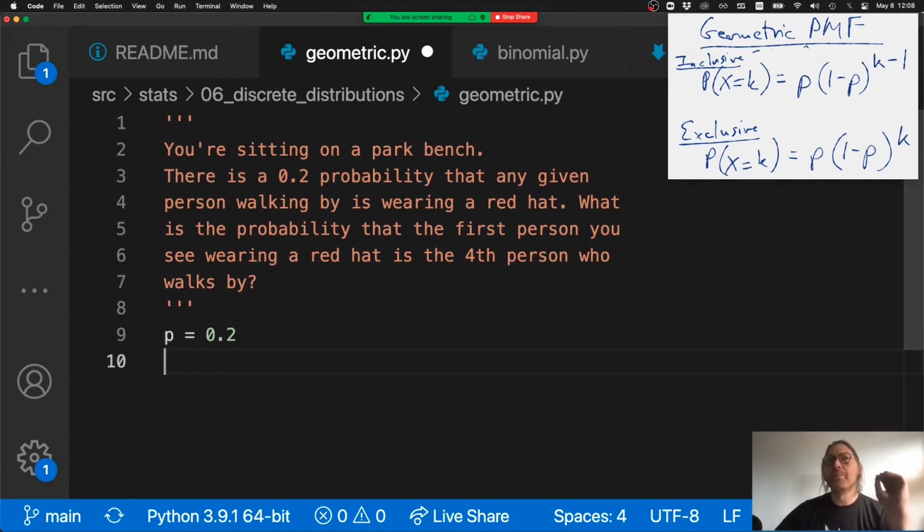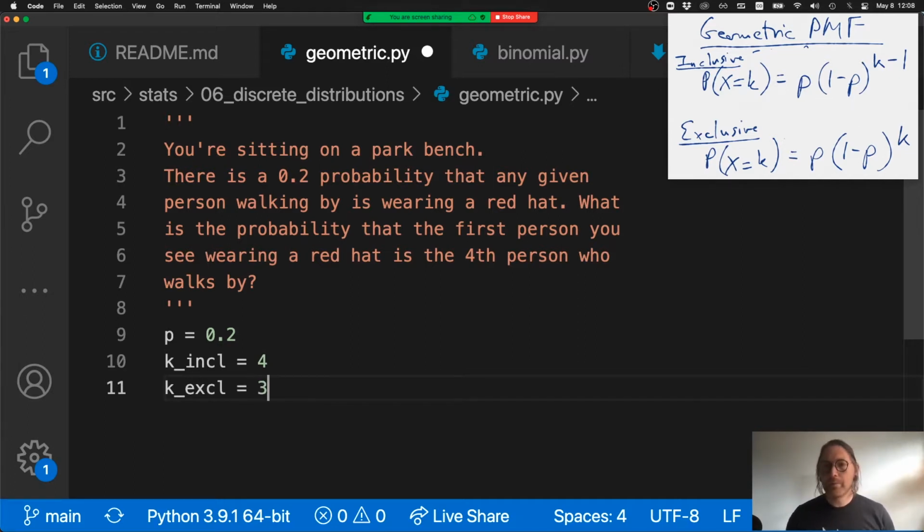So how do we think about k? All right, so k, if it's inclusive, our first success is the fourth person, right? So k inclusive would be 4. K exclusive would be 3. Okay? That's it. You can use either formula. It doesn't really matter. It's how you interpret the question.